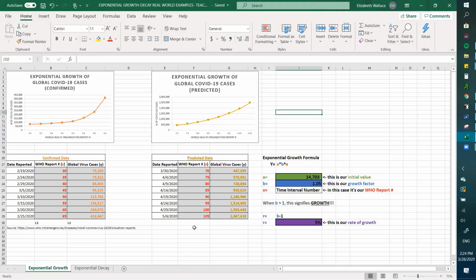So this was a fun practice, real world example of how you can utilize exponential growth to model or predict the behavior of something.